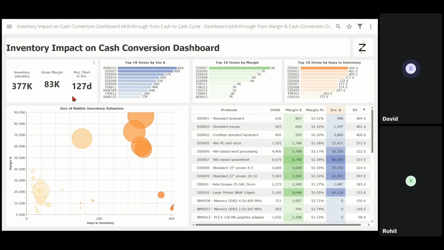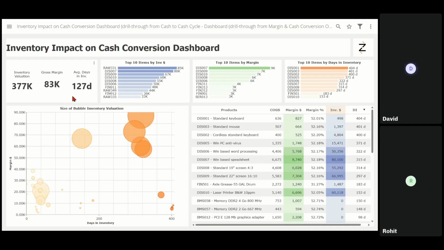So we start with the most important metrics on the right-hand side. We start with the inventory valuation, which in this case is 3,077K. We have our gross margin, and here I have an average days in inventory.